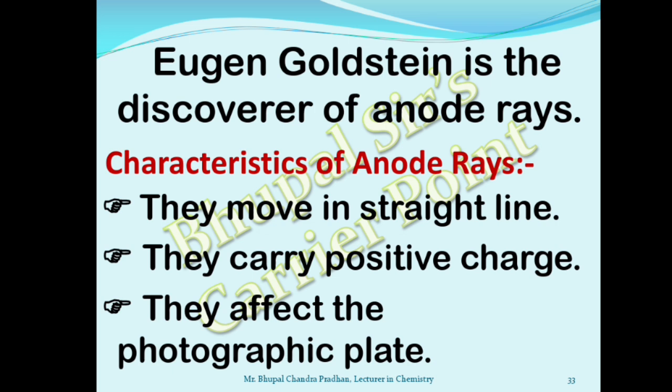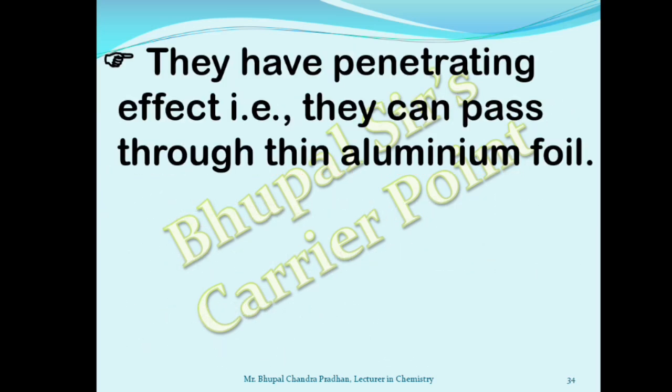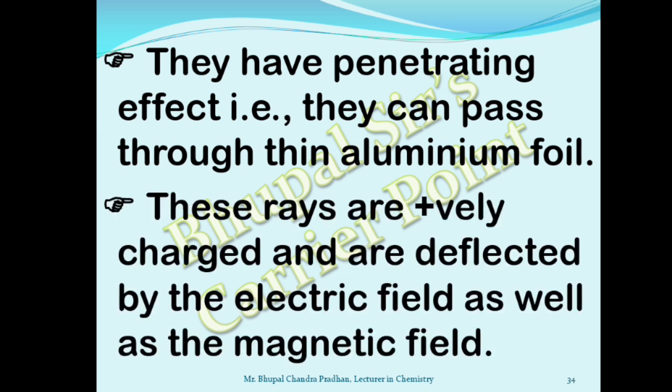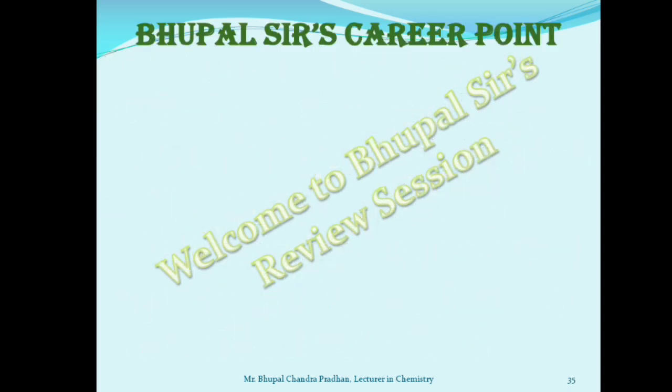Goldstein is the discoverer of anode rays. Characteristics of anode rays: they move in a straight line, they carry positive charge, they affect the photographic plate, they have a penetrating effect, they can pass through thin aluminum foil. These rays are positively charged and are deflected by the electric field as well as the magnetic field.